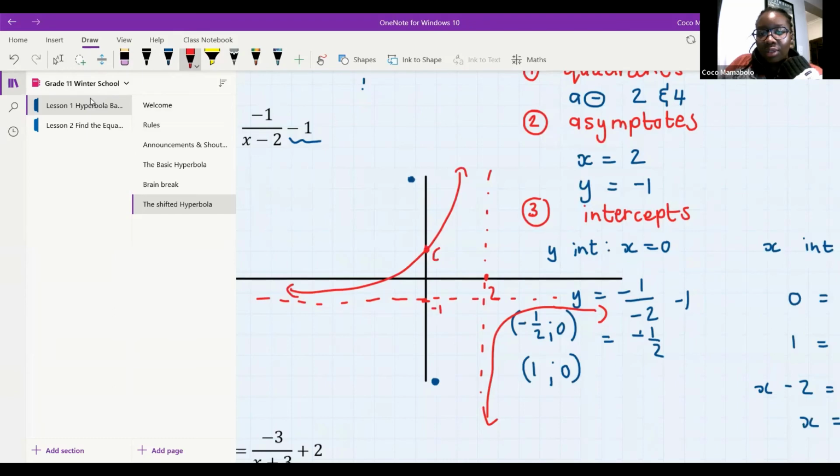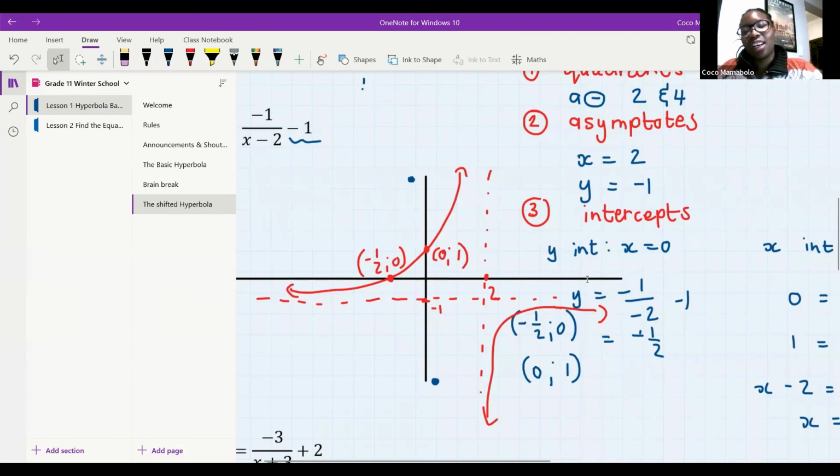This point over here is going to be 1 and 0, and no, other way around. Guys, you need to check me: 0 and 1, the other way around. So this point over here is actually 0 and 1, and this point over here is -1/2 and 0. Okay, and I think that's it from us today, guys.